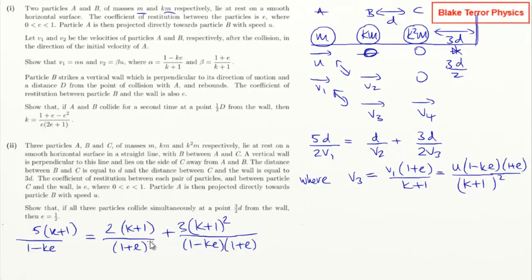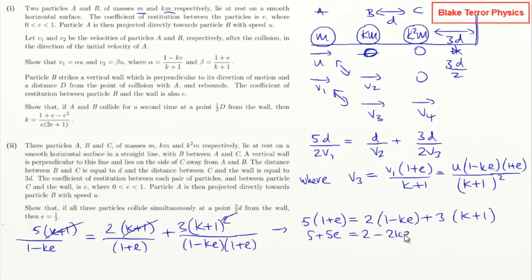Right. So multiply through by various, well, I can get rid of that and that and that. So that certainly helps. Multiply through by everything, and I should have a simpler looking equation. So I'm going to have a 5 times 1 plus e, and that is going to be equal to 2 times 1 minus k times e, and then I'm going to have a 3 times k plus 1. Okay, so 5 plus 5e is 2 minus 2ke plus 3k plus 3. Get rid of that, get rid of that, get rid of that.